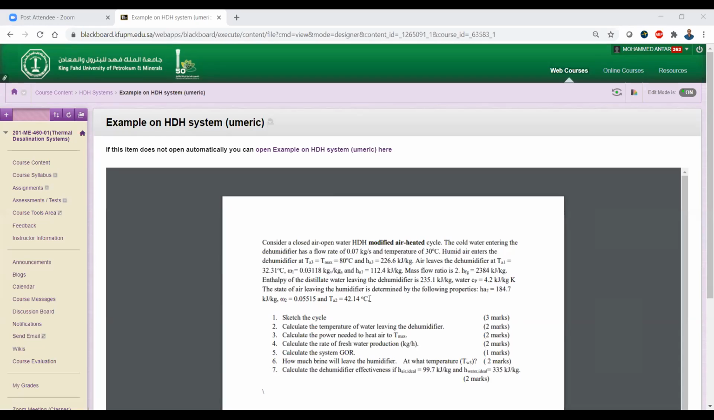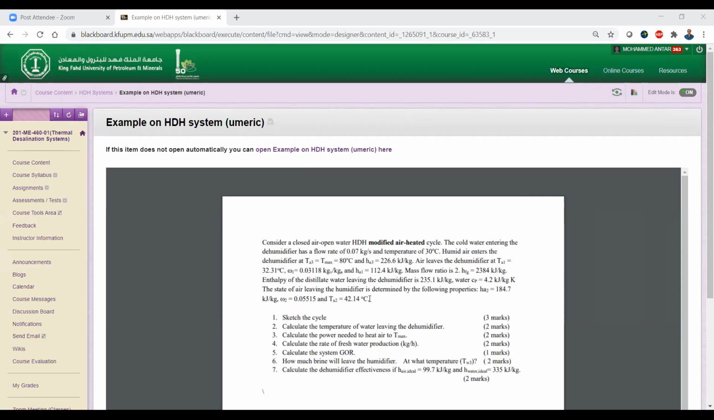The same thing applies for state number 1. I'm providing you with three properties: temperature T air 1, omega 1, and H1 as well. I would normally provide you with T air 1 alone, and then you would assume that phi is equal to 1. Then you go to the chart or the EES to obtain omega 1 and H1.